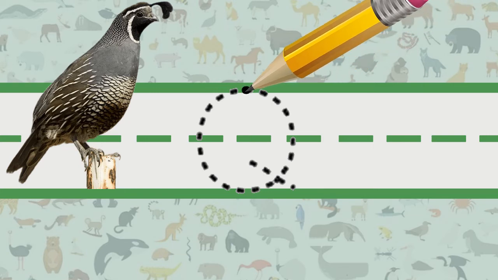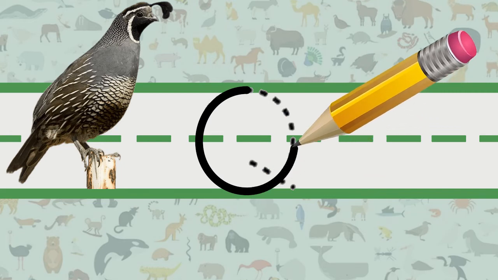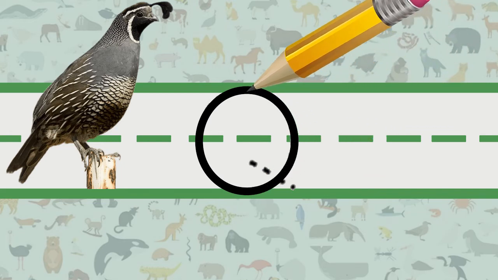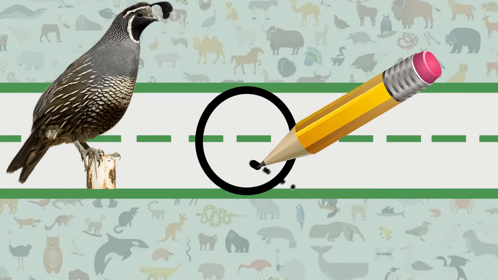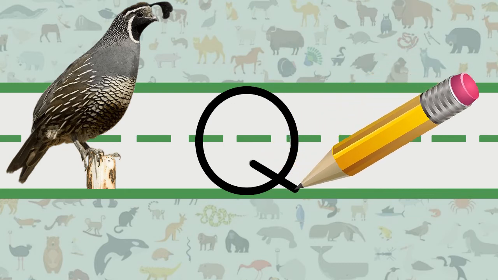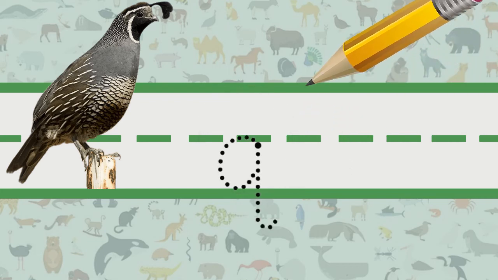Start at the top and draw a curved line down to the bottom. Then continue the curved line back to the top. Then go below the middle in the corner and draw a diagonal line to the bottom. Good job. Now let's try lowercase q or small q.